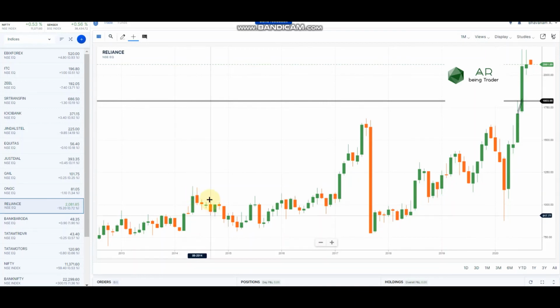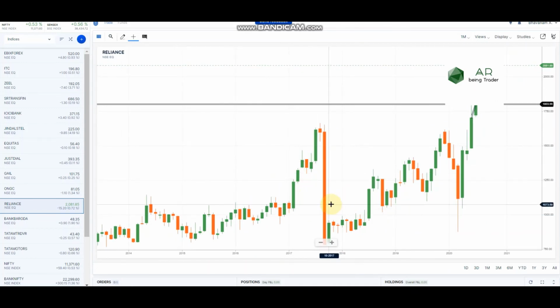It's a green candle. Always remember, if the candle closed above the opening point, it will become green. If the candle closed below the opening point, it will become red. Like this, see here, it opened here, it made a high up to here, but it closed here, so it became a red candle. This is how the candlesticks will form.